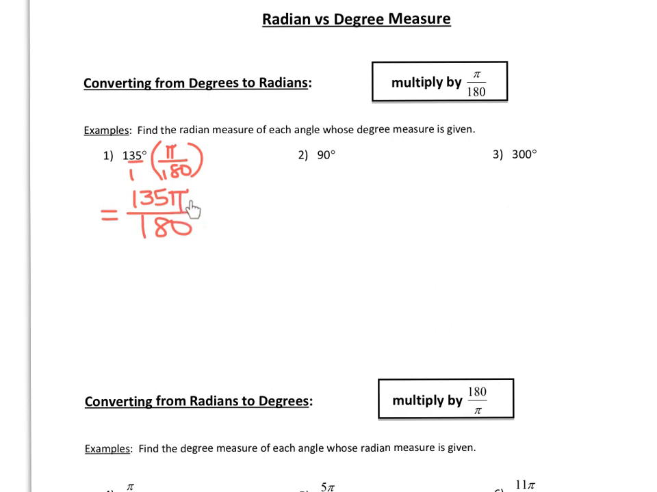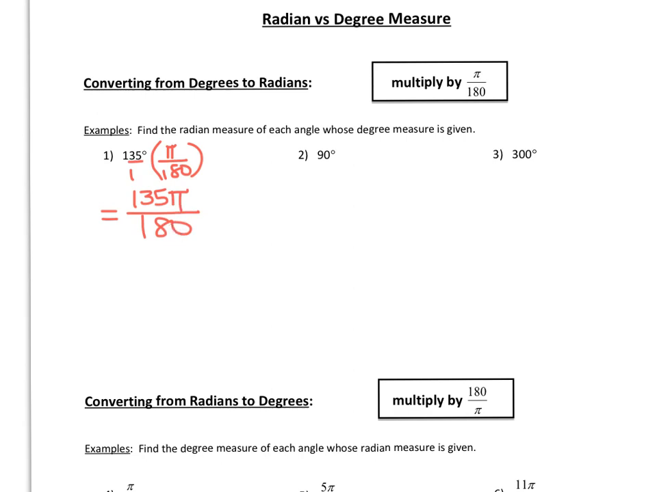So basically to simplify, all you're going to do is figure out what 135 divided by 180 simplifies to. If you want to think about it logically, you want to find the biggest number that divides evenly into 135 and 180, which is 45. 135 divided by 45 is 3, and 180 divided by 45 is 4. So you could write this as 3 pi over 4.